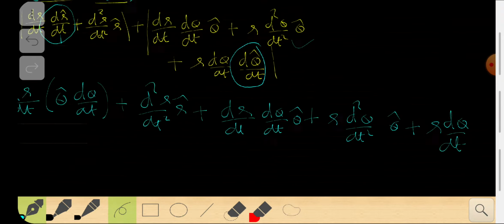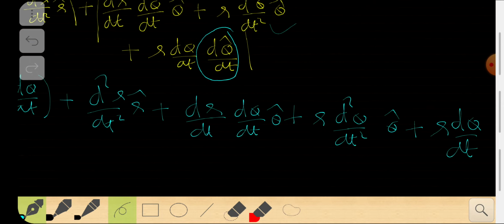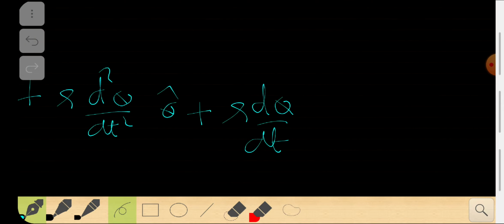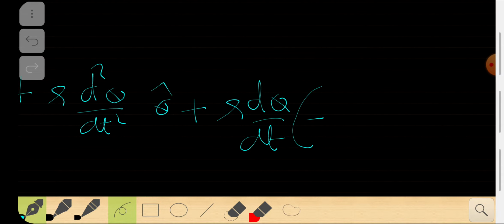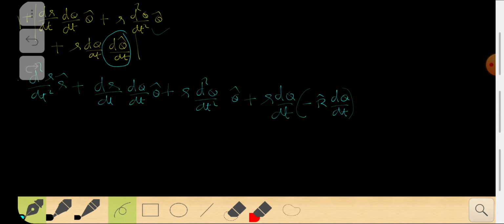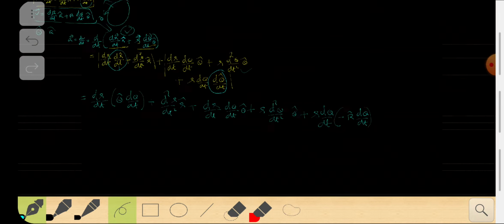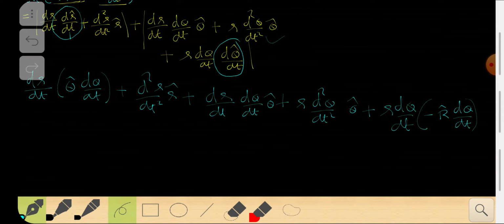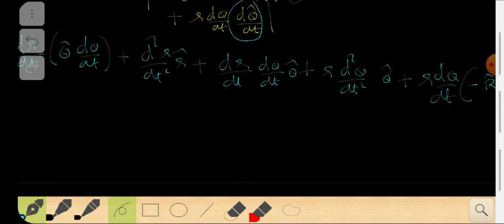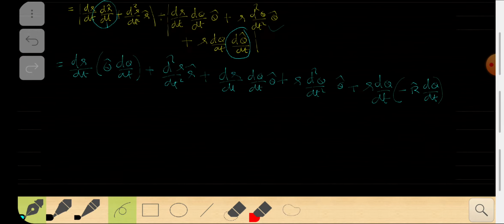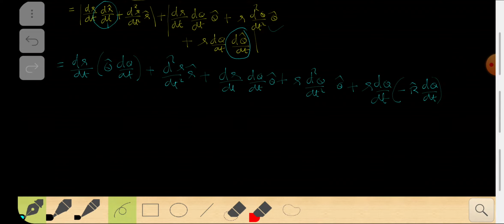So for that, dθ cap/dt is just minus r cap times dθ/dt. I just substituted from equation 2. That's the whole thing I did; everything else is the same. Now what I need to do is simplify this. We need to make this neat. The acceleration vector has to be smaller.